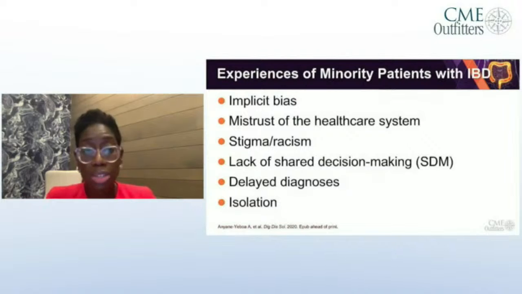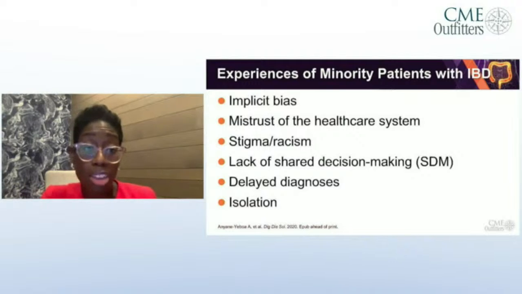Now let's shift a little bit and talk about experiences of minority patients with IBD. I'm going to say first that this is not specific to IBD, but many of these are generalizable to minority patients who have interactions in the healthcare system in general. So they might face implicit bias. Implicit bias is defined as associations outside of the conscious awareness that lead to a negative evaluation of a person on the basis of irrelevant characteristics like their race or their gender.